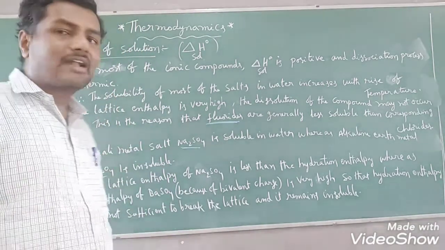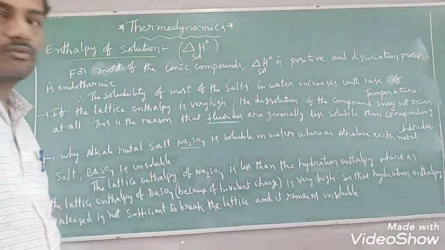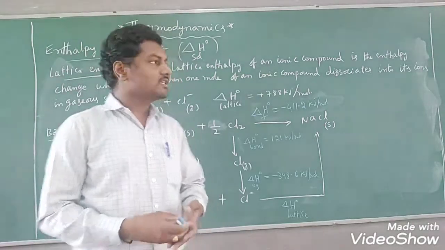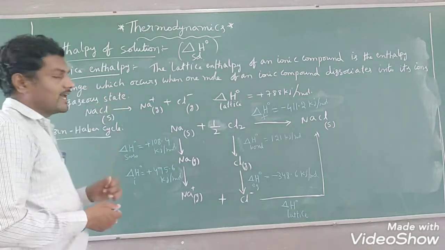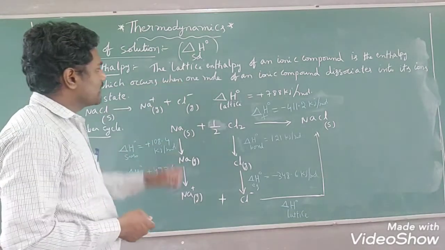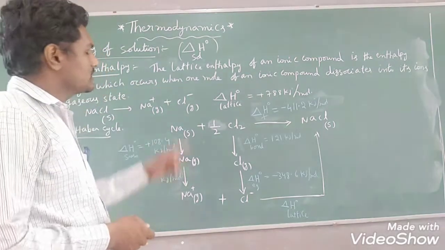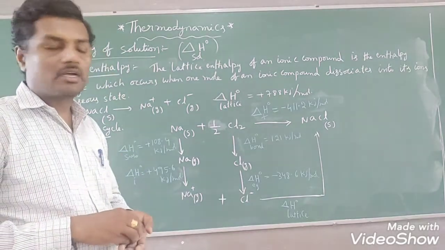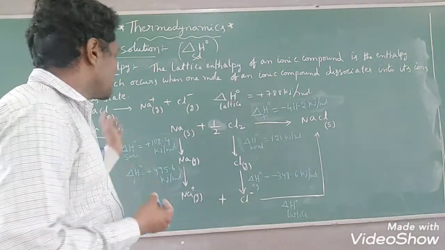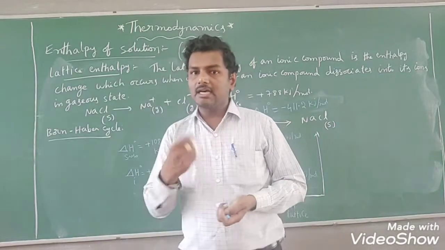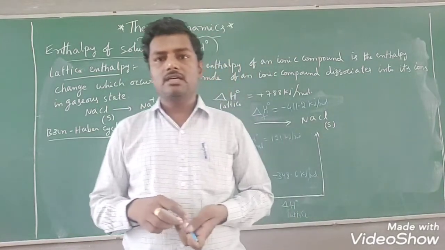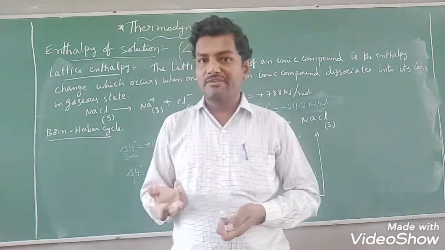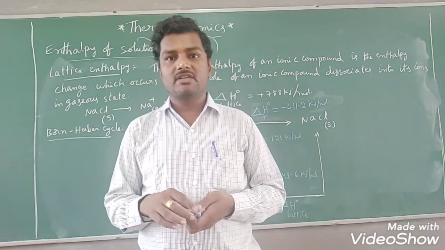I hope everybody understood how a compound will dissolve, right? So now we are going to discuss the meaning of lattice enthalpy. Copy this one. Let us see, students, how we calculate lattice enthalpy. The lattice enthalpy of an ionic compound is the enthalpy change which occurs when 1 mole of an ionic compound is dissociated into its ions in the gaseous state. That enthalpy change generally we call what? Lattice enthalpy.